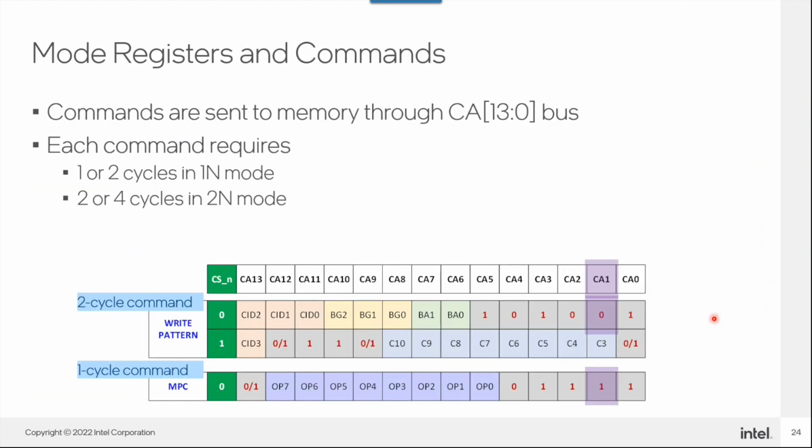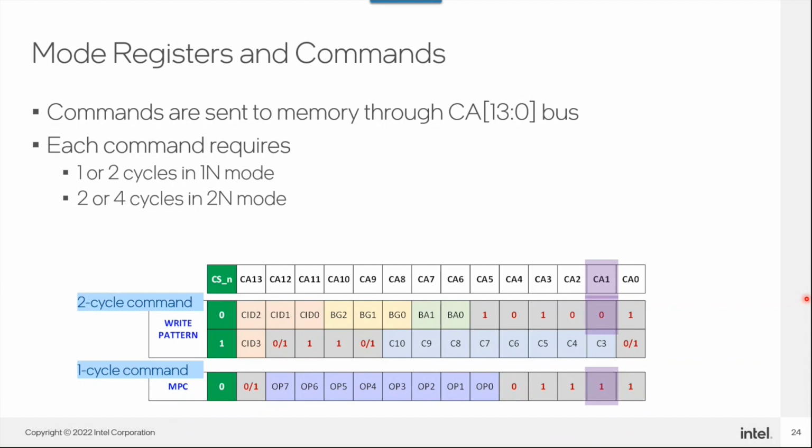And continue on with mode registers and commands. So as mentioned earlier in the DDR5 spec, we are using 2 cycle commands. Basically, these commands are sent to the memory command and address bus, and each command can be a 1N mode or a 2N mode, where the 2N mode allows the signal to provide more setup and hold time on the command and address bus. And 2N mode is enabled by default.